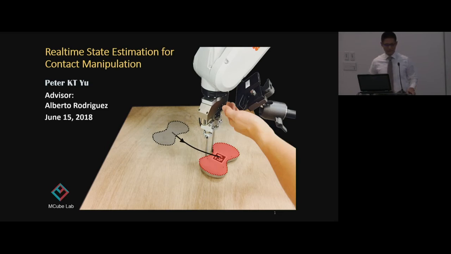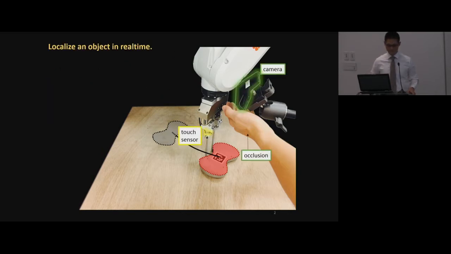Okay, hi everyone. So today I'm going to talk about my thesis, which is about real-time state estimation for contact manipulation. I'm Peter Yu. I'm a PhD student working with Alberto Rodriguez in the M-Cube lab. M-Cube stands for Manipulation Mechanism at MIT, and we focus on the robotic manipulation part.